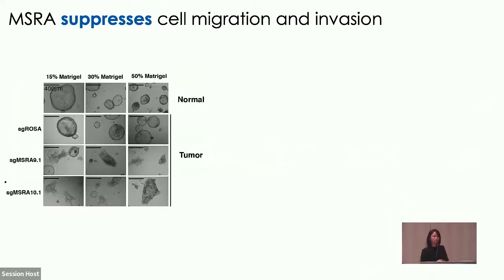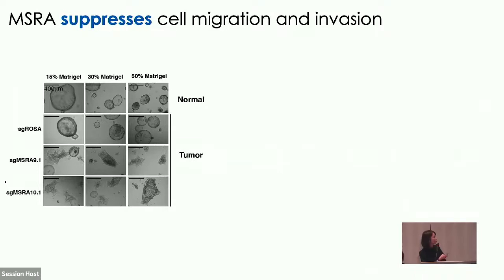Now, what about metastasis does MSRA regulate? We know metastasis involves survival through the bloodstream, migration, invasion, a large number of processes. But we think that MSRA, at least in part, regulates the process of migration and invasion. And this came from this observation here.